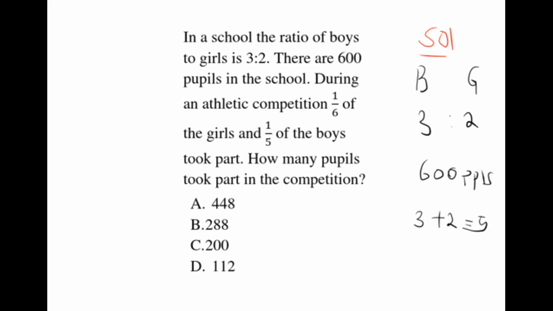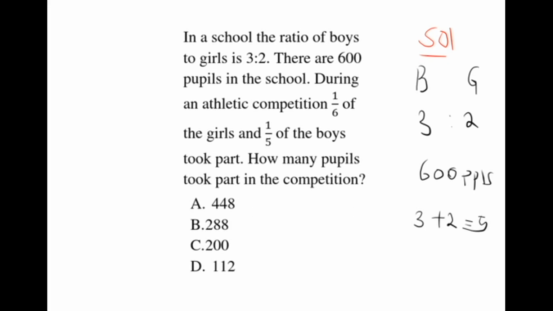So for us to get the number of boys in the school, we shall have 3 over 5 times the total number of the pupils in the school, which is 600. Then we can simplify by 5, 1 by 5, 120. 3 times 120 we get 360 boys. So the boys in the school were 360. Let us get the number of the girls in the school.